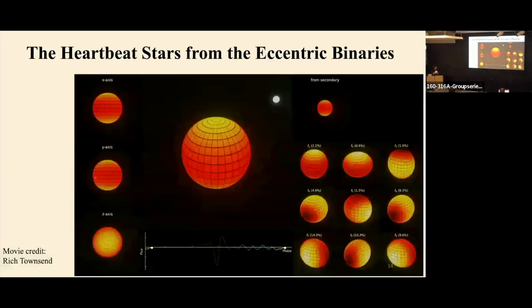Although I spend most of my time, starting from my PhD, doing 1D simulations, we do have a fancy movie showing these heartbeat stars. So let me start with maybe one cycle here. I hope that works. I can't see the bar. Let me try to close the laser pointer.